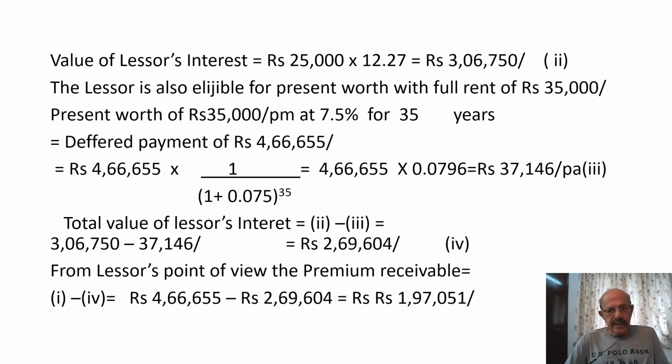is equal to 3,06,750 minus 37,146, which is equal to rupees 2,69,604. From lessor's point of view, the premium receivable is equal to 1 minus 4, which is equal to rupees 4,66,655 minus rupees 2,69,604, which is equal to rupees 1,97,051.